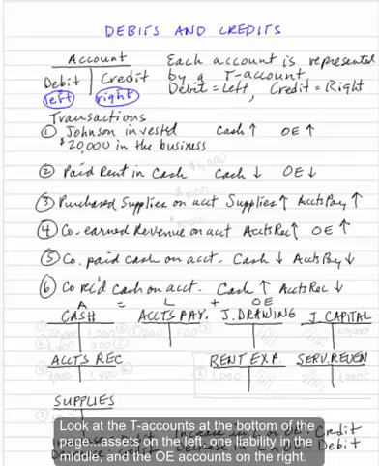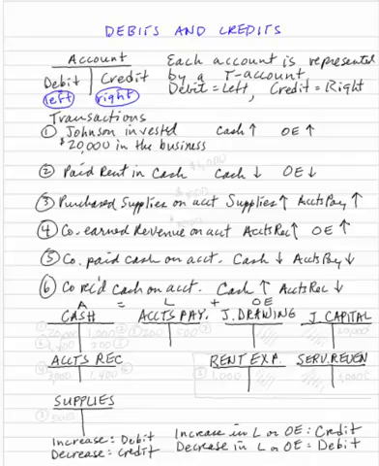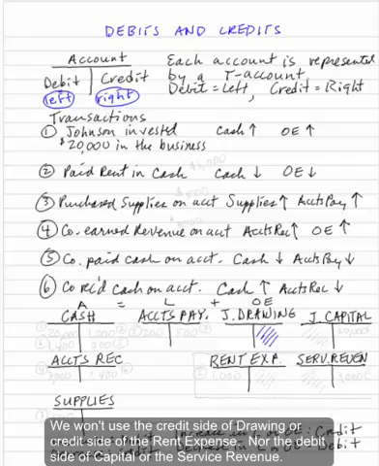And I'm going to do something here. We're not going to use the right-hand side of the drawing, nor are we going to use the left-hand side of the capital. You can just forget about those for the moment. And with rent expense, not going to use the right-hand side of that. And with service revenue, we're not going to use the left-hand side of that one. So that's going to make things a little easier.